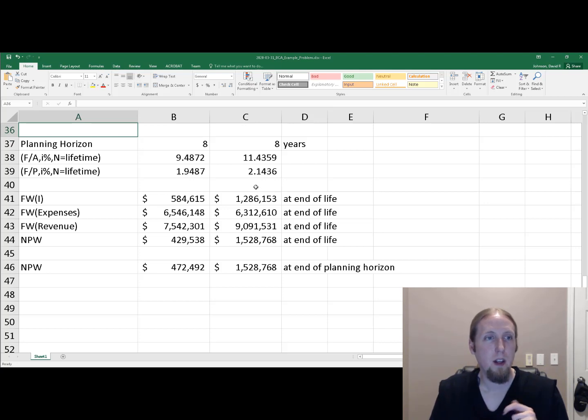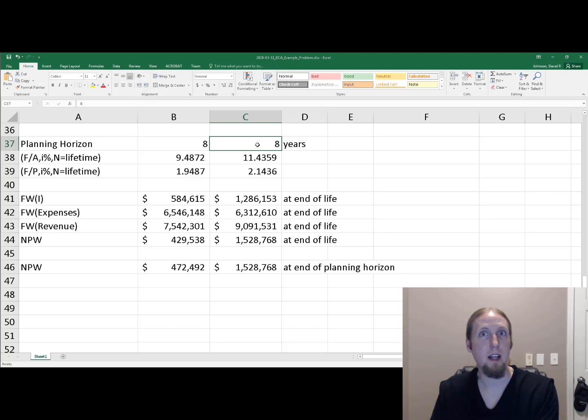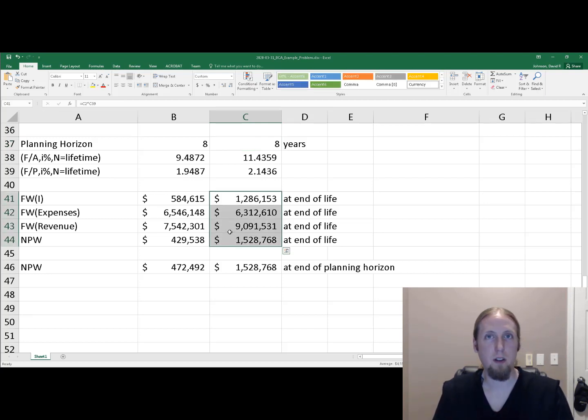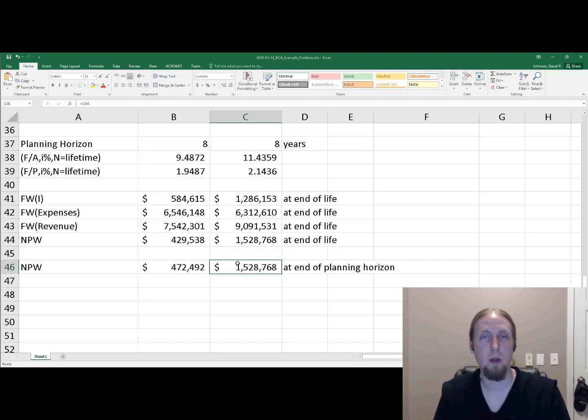In this case, the IMS device has an 8-year planning horizon and an 8-year useful lifetime, and so the future worth of the initial investment, the expenses, the revenue are all the same at the end of the life as they are at the end of the planning horizon. So you can see the net present worth we can calculate really easily.